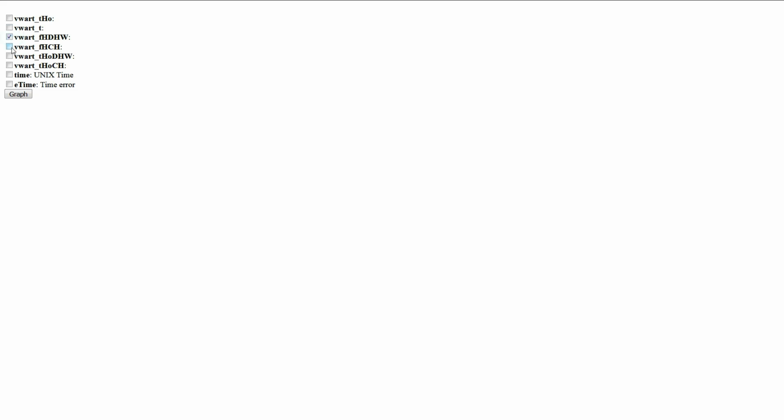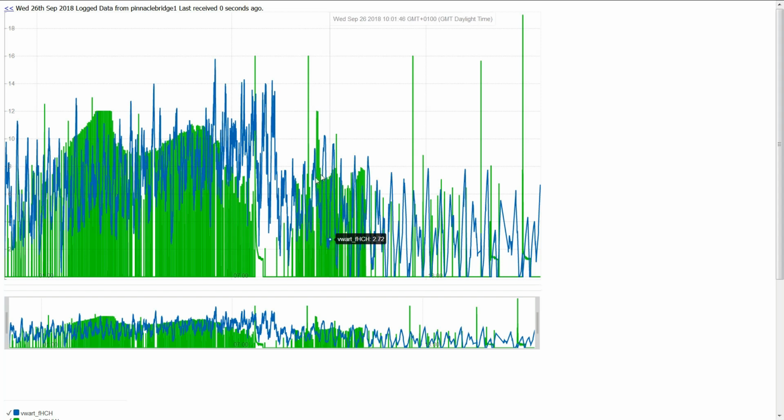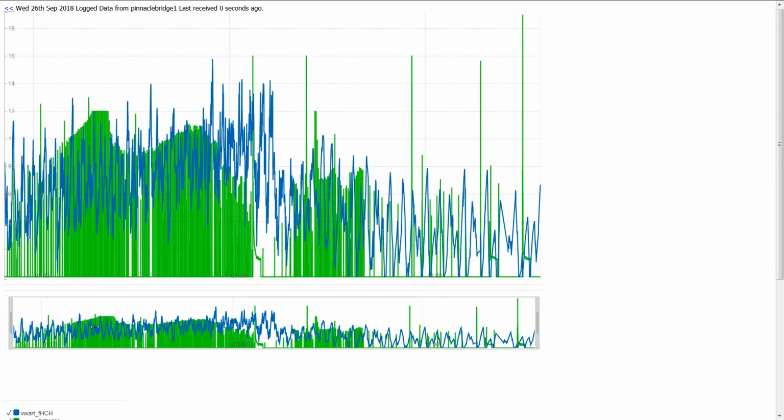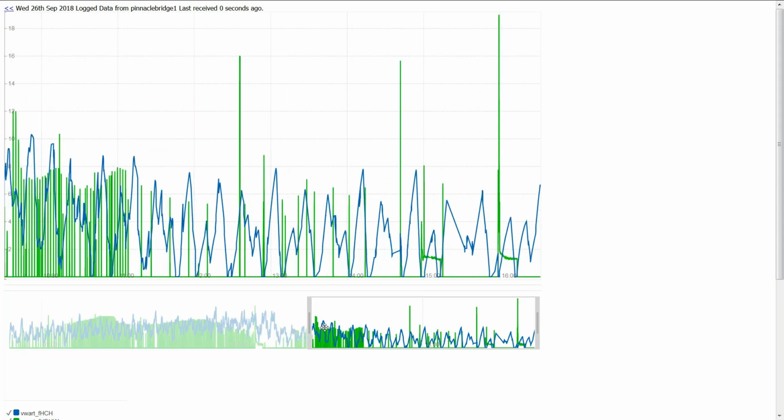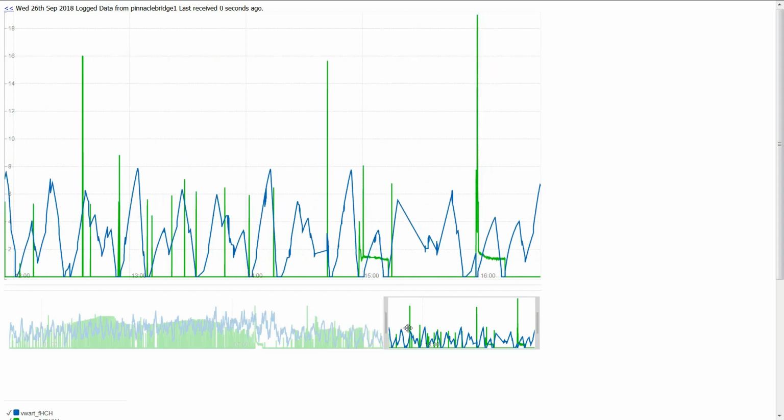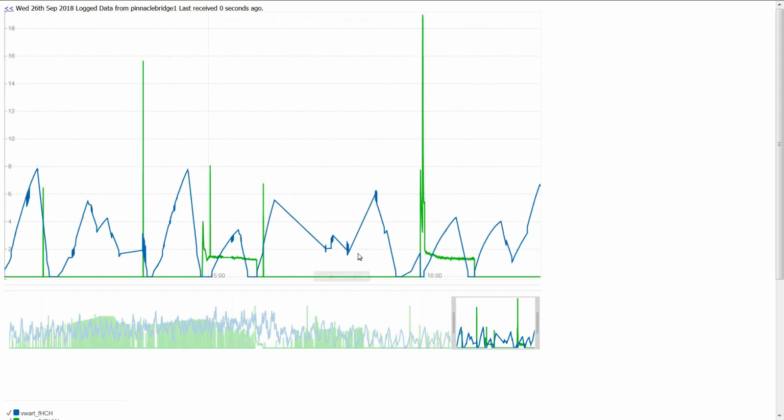Now I'm going to tick the flow for domestic hot water and the flow for central heating. In a few seconds it will generate the graph. So what we have here are the loads in litres per minute over today. Now if I can zoom in, we can see exactly how the load has varied over the time, over the day. So we can see the central heating loads going up and down, and we can see some spikes where hot water has been drawn off.